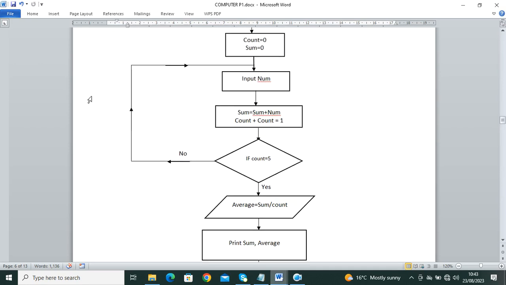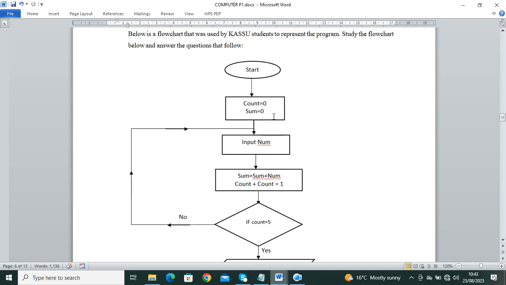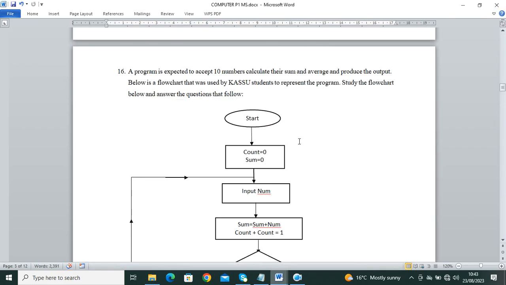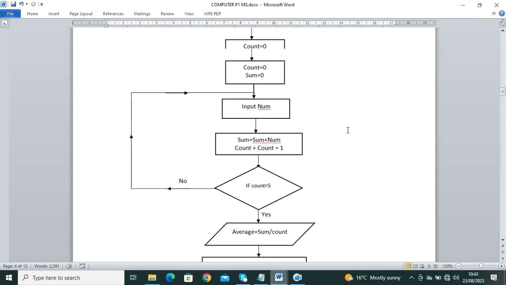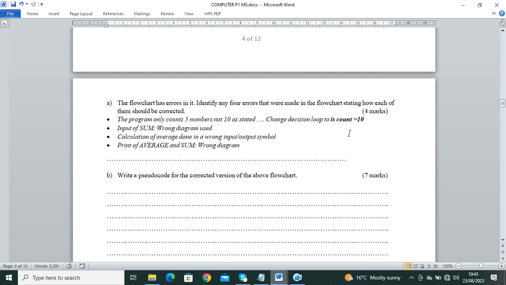If that is false, then the looping continues. So guys, let's go to the marking scheme. This is the marking scheme of the question. The flowchart has errors in it. Identify any 4 errors that were made in the flowchart, stating how each of them should be corrected.